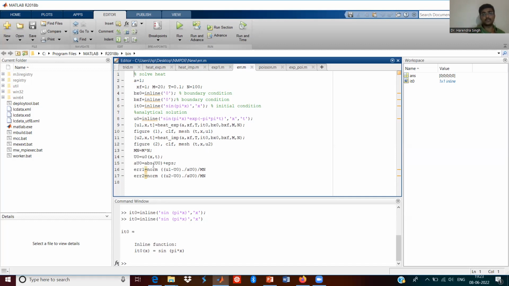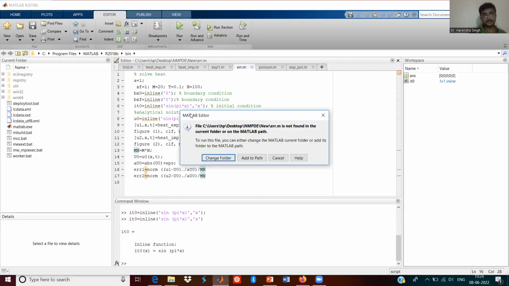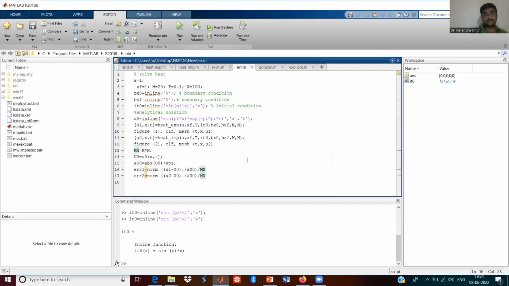ABS means absolute value, and norm is the definition of the norm. You can just write this one. So if I run this program, you can see that it will calculate the solution from both the explicit and implicit schemes and will give you the error from both programs. So I will run this program. Add to path, because we are using some functional calls, so please use add to path. Change folder, otherwise it will not run.